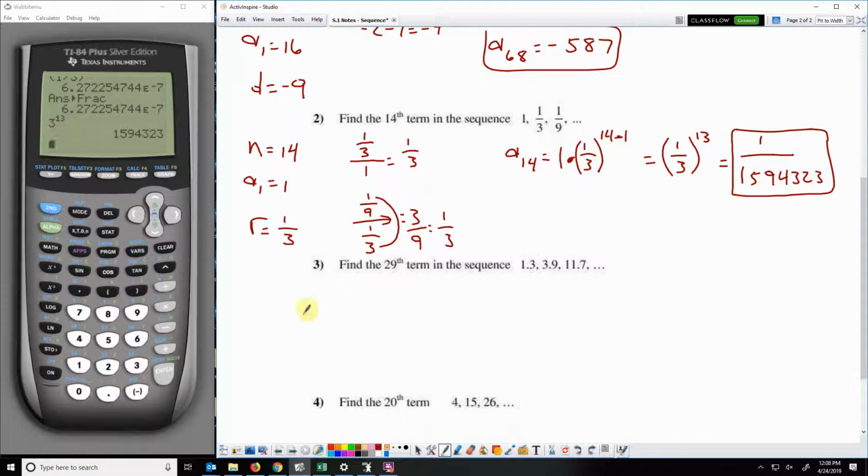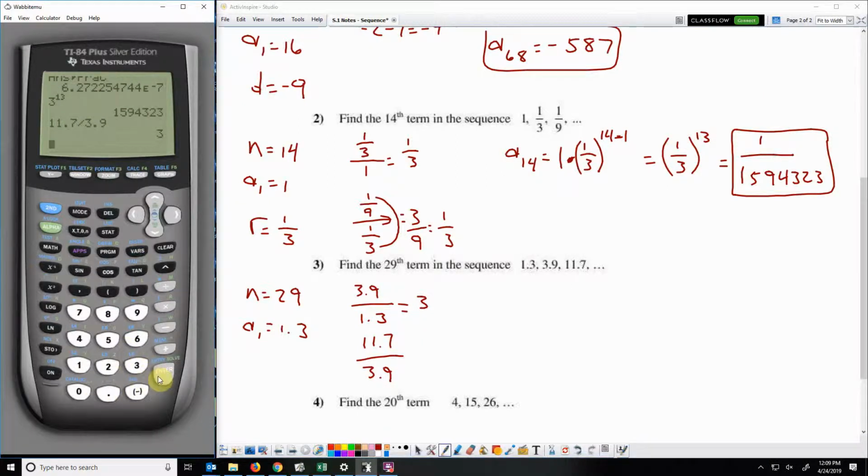Okay, find the 29th term in this sequence. So n is going to be 29. Term 1 is 1.3. Then I have to decide if there's a common difference or a common ratio. 1.3, 3.9, 11.7. That's a bigger jump, so I'm going to say probably a common ratio. 3.9 divided by 1.3, and that's 3. 11.7 divided by 3.9, let's see if that's the same. That is also 3. So I've got a common ratio of 3.